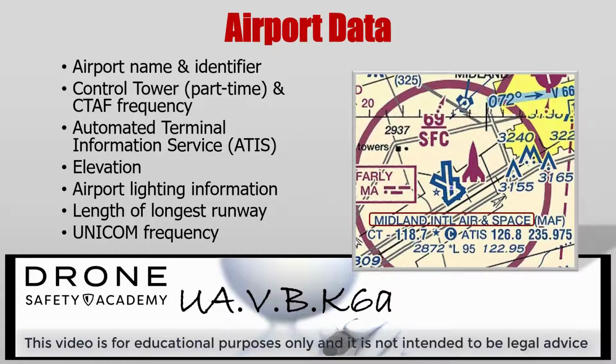Again, we have the airport name and the identifier. Here we have something a little more unique. This is the control tower, and the star within this tells us that it is a part-time control tower, and it also has a CTAF frequency. So the control tower and the CTAF frequency are the same, 118.7. Here are the frequencies for the Automated Terminal Information Service. Again, elevation represented in italics. Airport lighting. The length of the longest runway is 9,500 feet. And finally, the Unicom frequency.